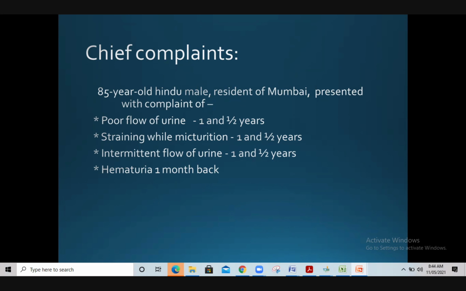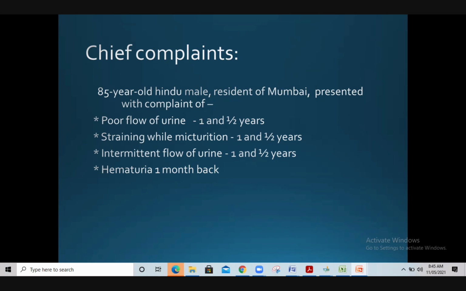85-year-old male, resident of Mumbai. He presented with complaint of poor flow of urine since 1.5 years, straining while micturition and intermittent flow of urine since 1.5 years, and hematuria 1 month back. Single episode. That hematuria just one episode only? Yes, 1 month back. Okay.